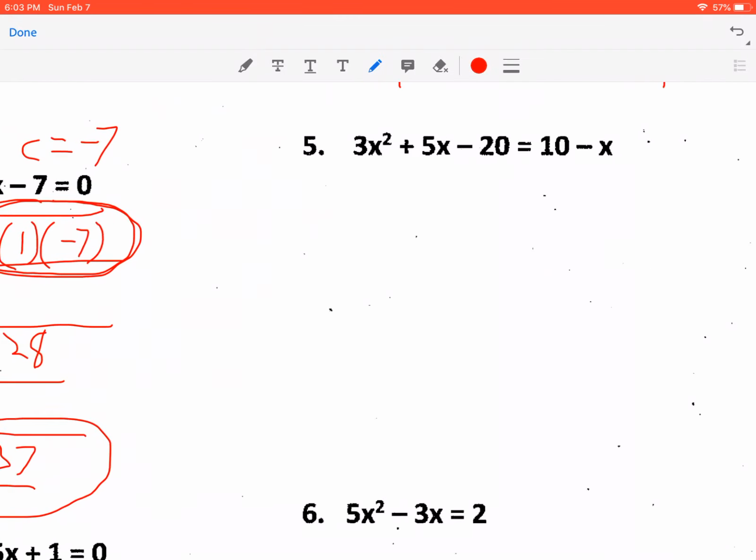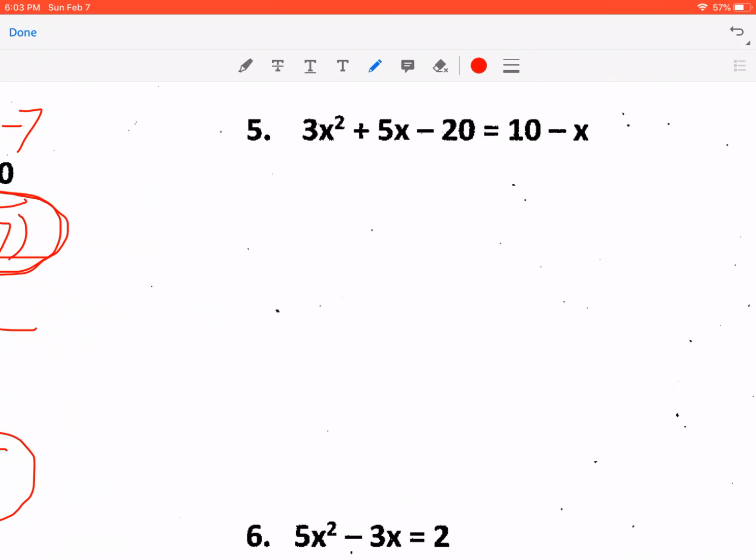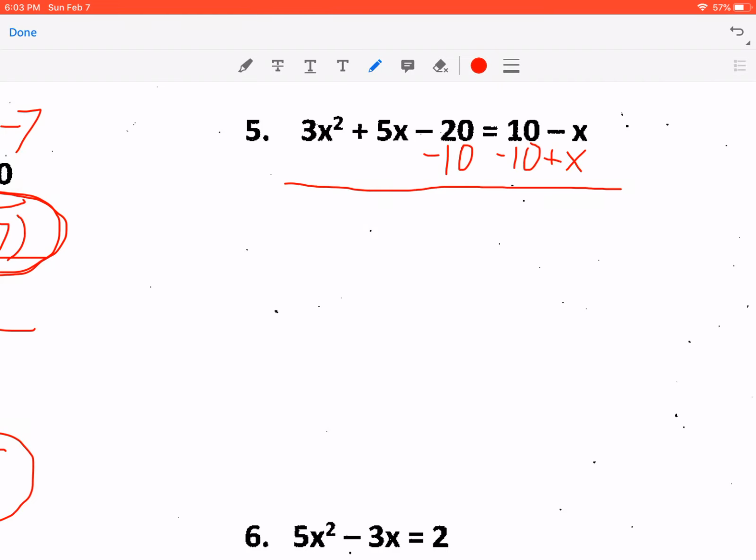All right, 5. I know I'm going across, not down. We got two problems here. The 10 and the minus x on the right side. So let's get rid of the 10 with the minus 10. He goes here. Minus x with a plus x. And then let's fix it. You didn't do anything to the 3x squared, so bring it down. You did a plus x, so 5x plus x, that's 6. Minus 20 and a minus 10, that's minus 30.